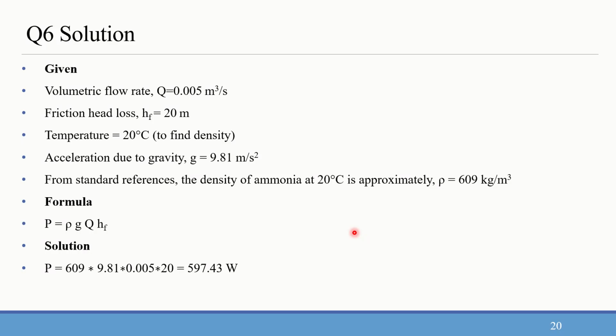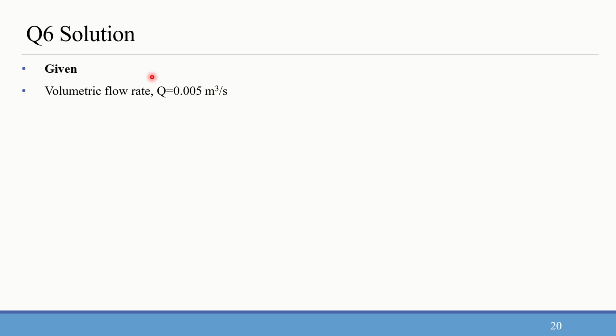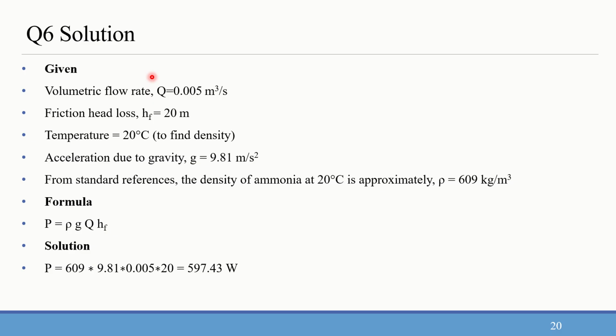Here it is not in kilowatts, and in the question also it was not asked about kilowatts, so we can give the answer directly in watts. So the power required to drive this flow is dash watts. We can directly get the value substituted. So that is for question 6. Now we'll go to question 7.